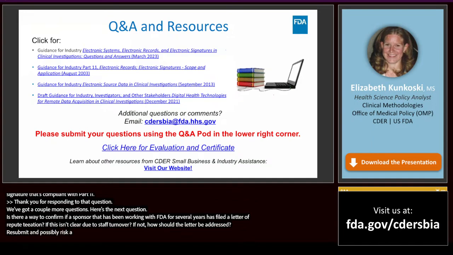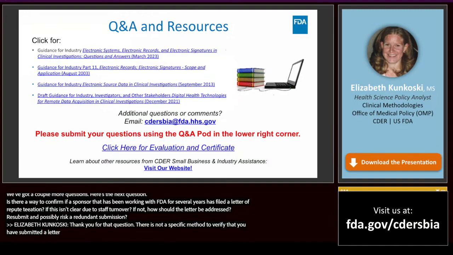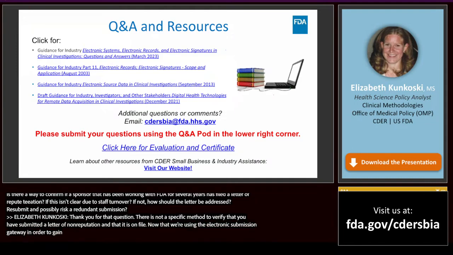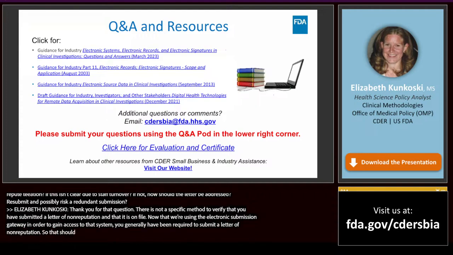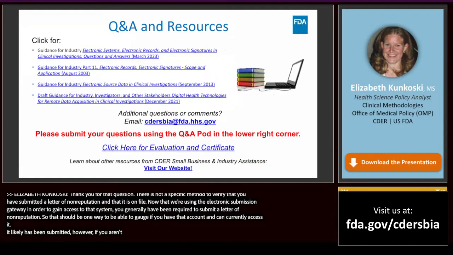Thank you for that question. There is not a specific method to verify that you have submitted a letter of non-repudiation and that it is on file. Now that we are using the electronic submission gateway, in order to gain access to that system, you generally have been required to submit a letter of non-repudiation. So that should be one way to gauge if you have that account and can currently access it. It likely has been submitted. However, if you aren't sure, feel free to go ahead and submit that again. Now, again, you can do that electronically and you don't need to send a paper copy.